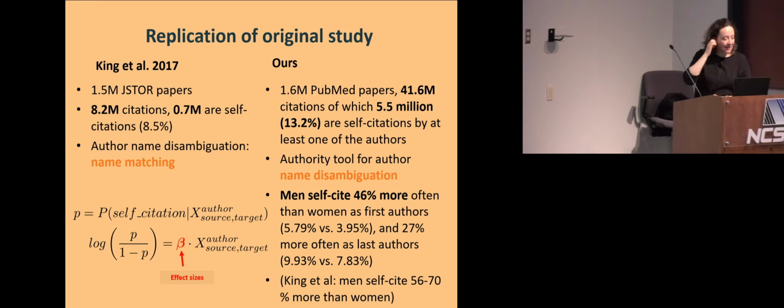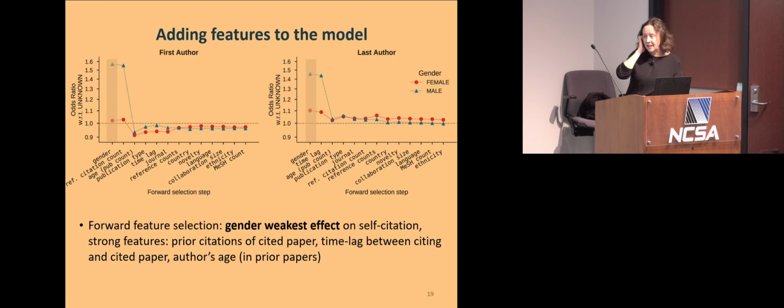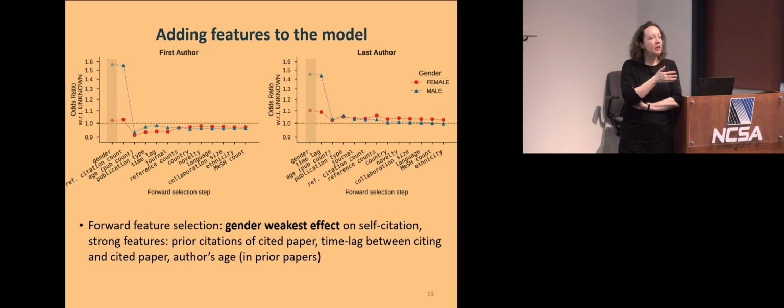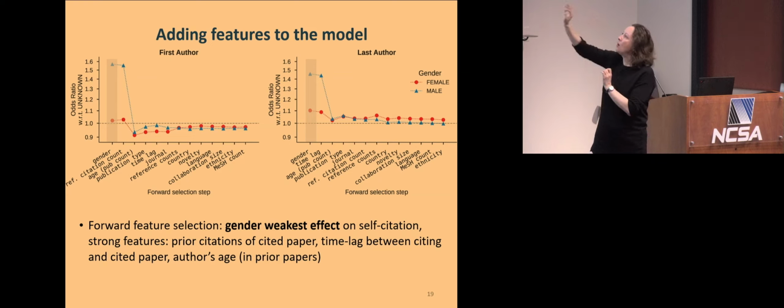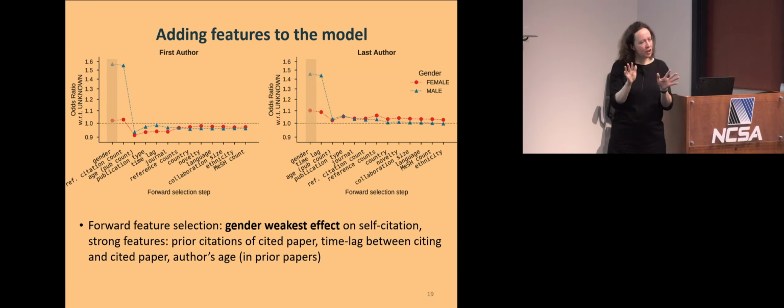So you can see here that data quality might impact the effect size a little bit, but we still get the same effect. In the next step, we added additional features to the statistical model. We did a simple log likelihood forward search algorithm that at every point in time takes all the data and picks the variable that explains most of the variance in terms of self-citation. We start with an empty model. If we only use gender, that's the gray bar to the left, that's basically the replication study.